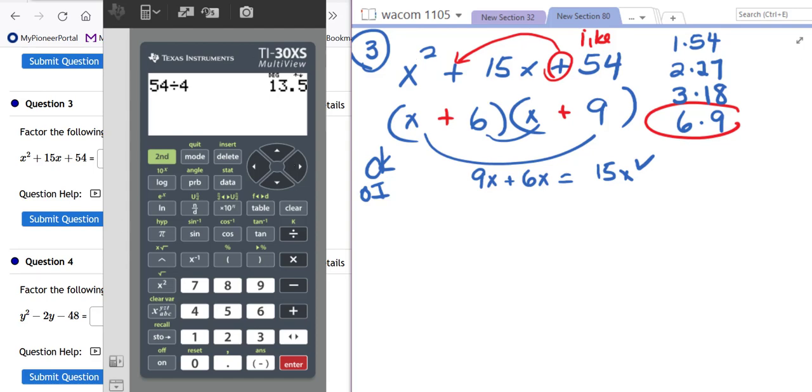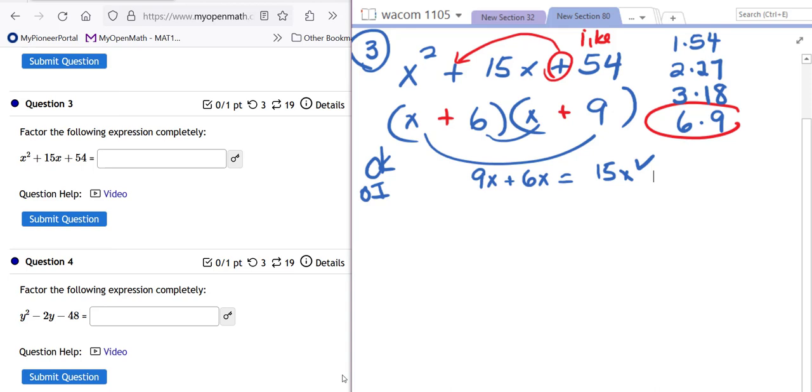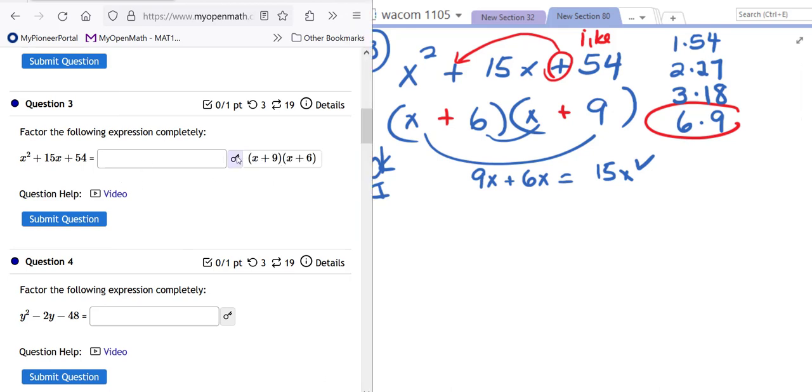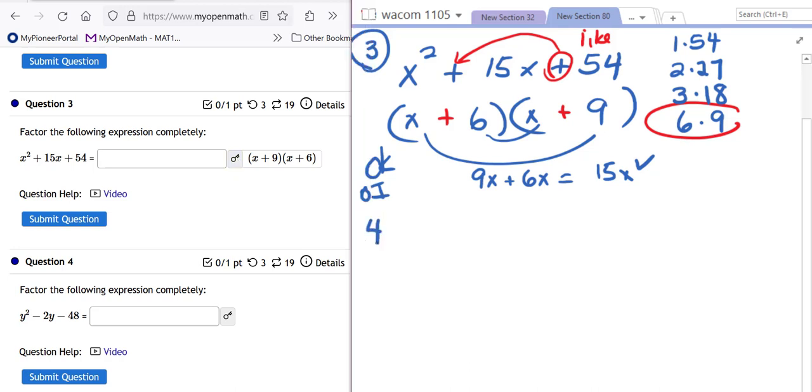All right, let's get this calculator out of the way. And this would be our answer. It does not matter if you move the whole parentheses around. All right, our next one, we have a different sign situation.